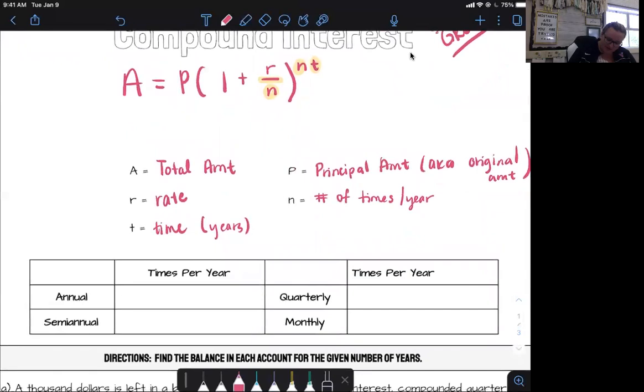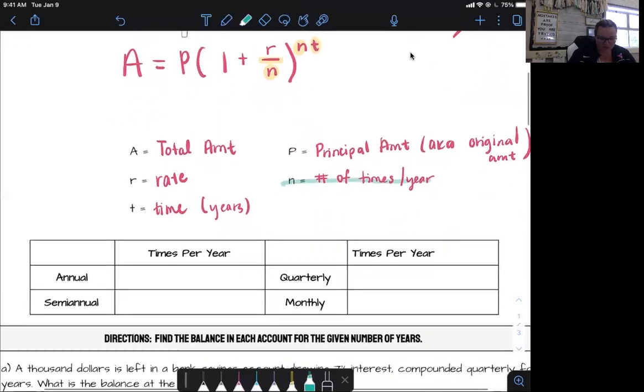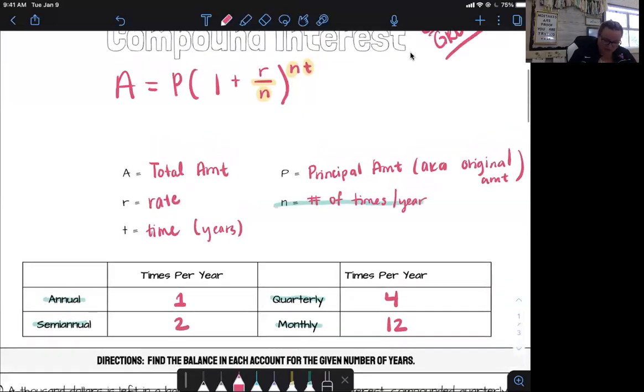So when I talk about n, the number of times per year, you're going to see language in each problem that you're going to want to look for: annual, semi-annual, quarterly, and monthly. So how many times per year does annual mean? Annual means once a year. Semi-annually means twice a year. Quarterly means 4 times per year, and monthly means 12 times per year. So what we use for n is going to depend on the words annual, semi-annual, quarterly, monthly, etc.